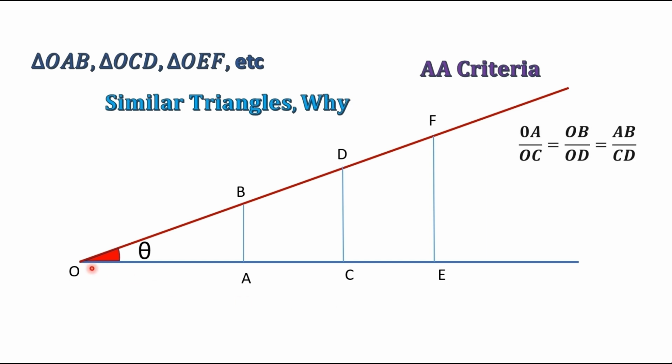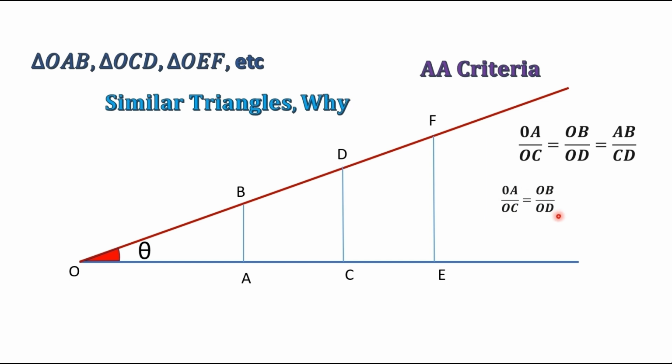Same proportion means if you take OA from the first triangle, and from the second triangle OCD, it's OC, right? So OA by OC equal to, similarly, OB by OD and AB by CD. Okay. So now what I do, right? I will take the first two terms in this equality. Okay. So OA by OC equal to OB by OD. Here OA and OB are from the first triangle, and OC and OD are from the second triangle.